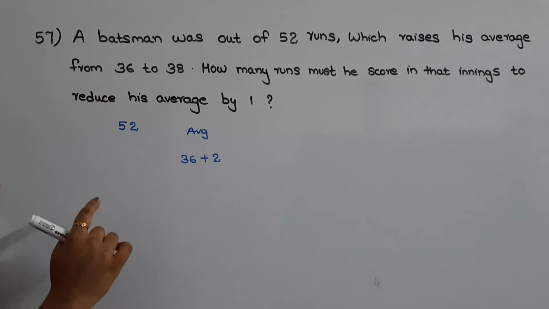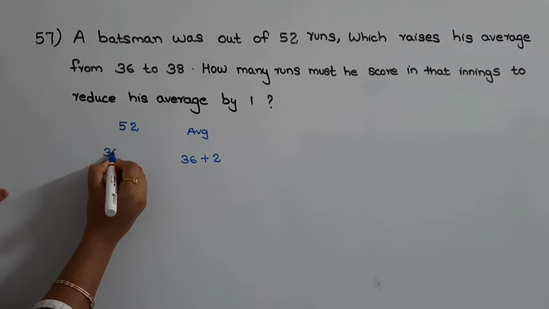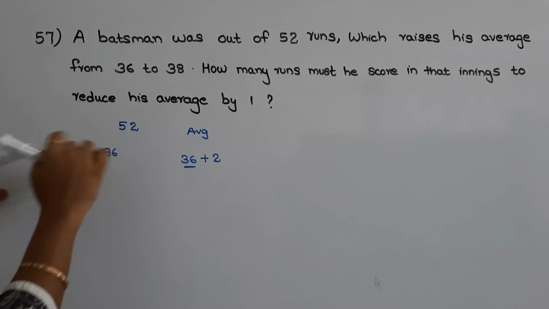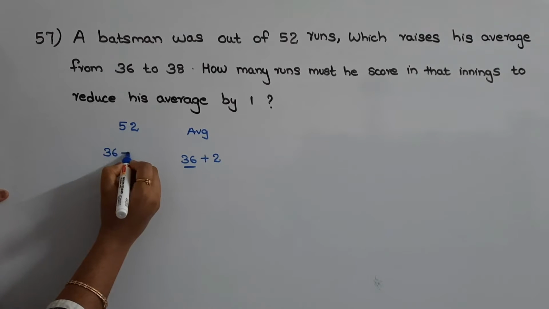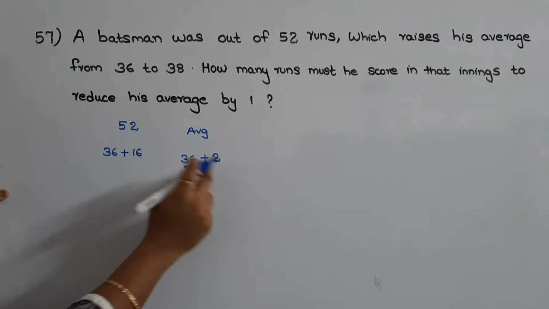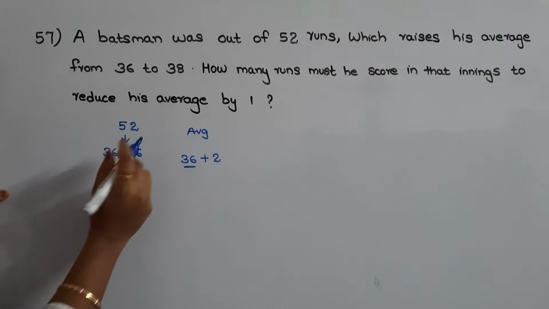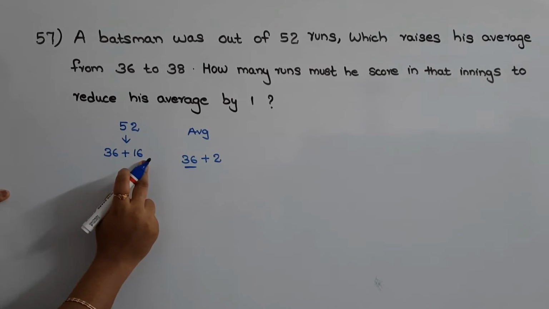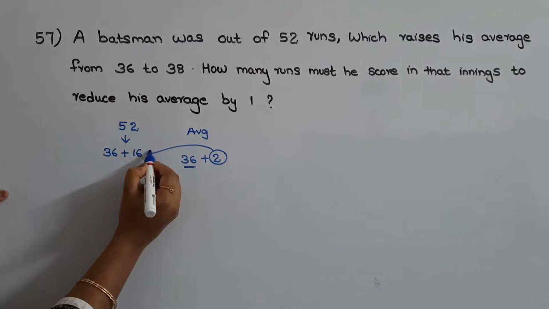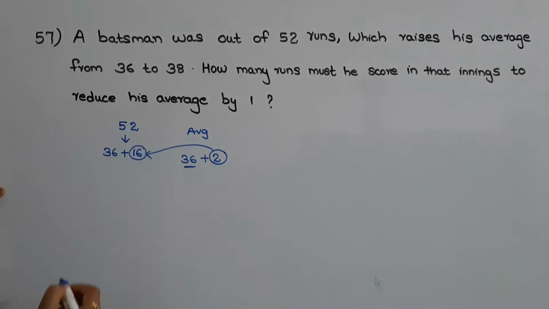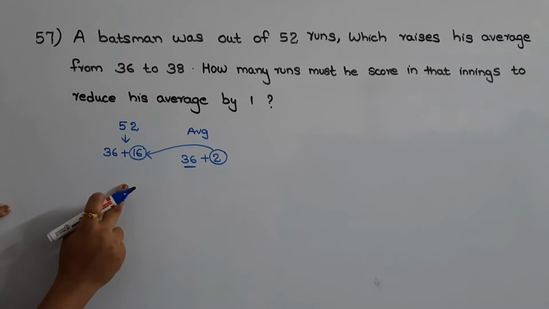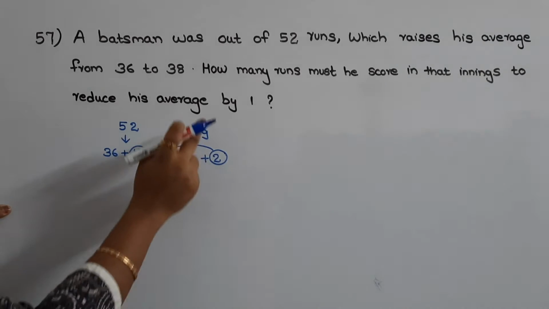Okay. So if he had scored 36 runs in the last innings, then his average would have been 36 itself. But he had scored 52 runs. He had scored some 16 runs extra, because of which his average was increased by 2. Okay. So we can write this 52 as 36 plus 16. Okay. So the increase in average by 2 means there is an increase in runs by 16. Okay. So we need to find out the runs which he should score in the last innings so as to reduce his average by 1.